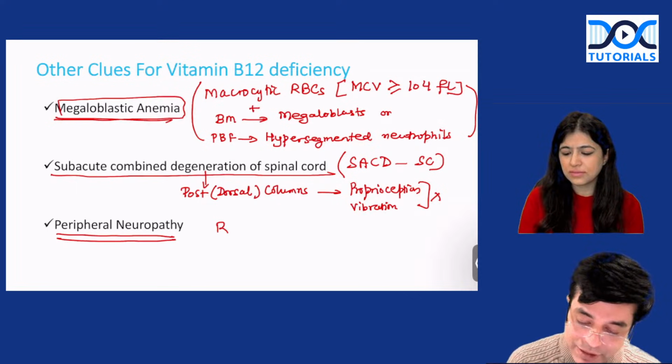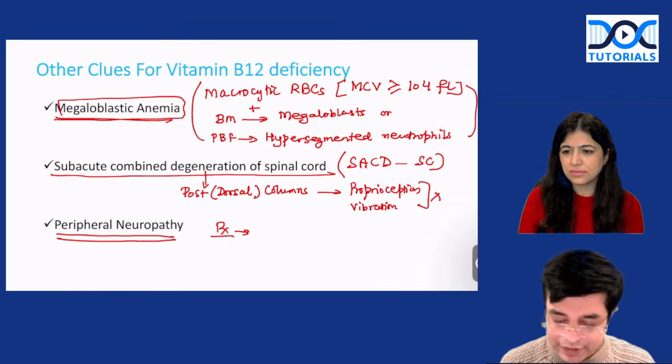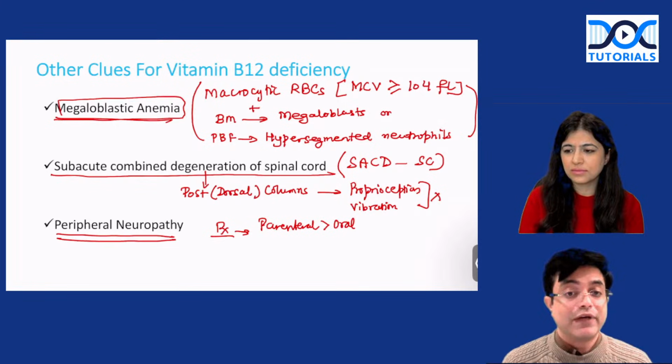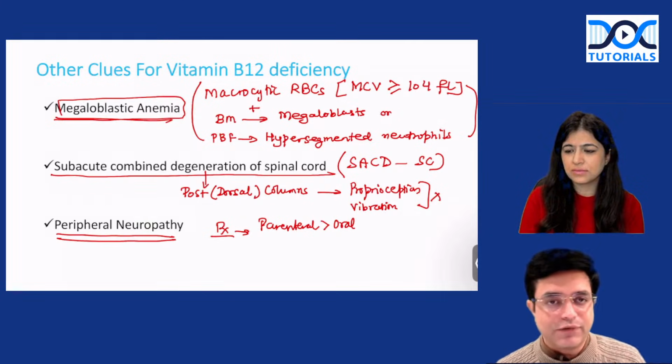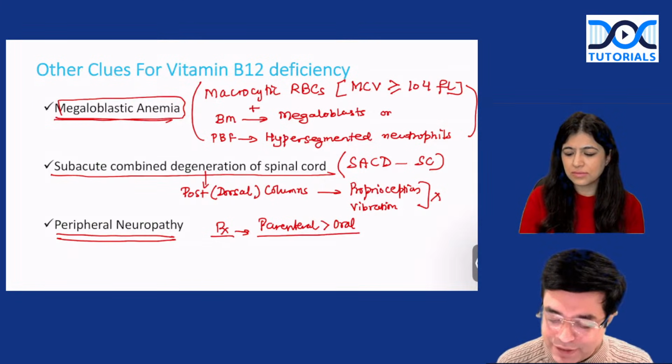And regarding the treatment part, remember B12 deficiency is one area where parenteral B12 is always preferred over the oral B12. These days, sublingual tablets are also available, but again, they are not actually approved for use for OPD purpose. So parenteral, whenever you are giving, different regimes are there.